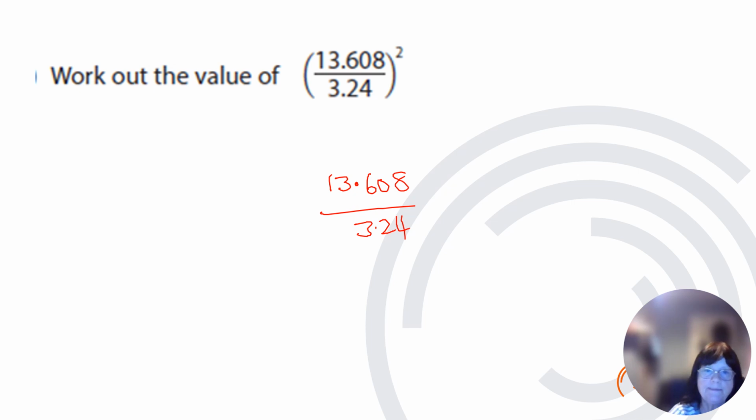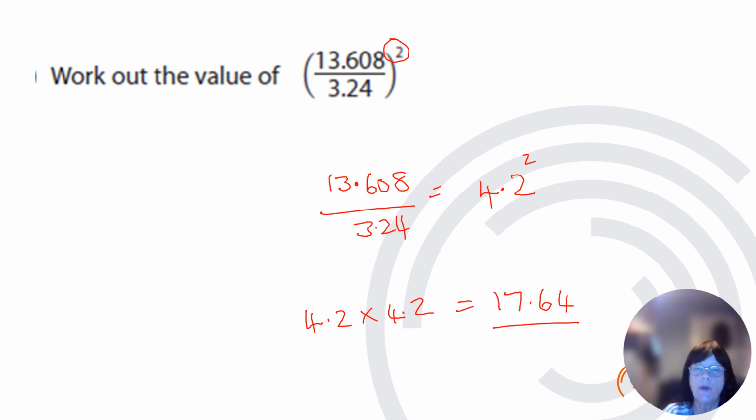So 13.608 divided by 3.24 gives me 4.2. Okay, so 4.2, and then we square it. Okay, so 4.2 squared is 4.2 times 4.2, which gives me 17.64. So 17.64 is your answer. How did you get on with that one?